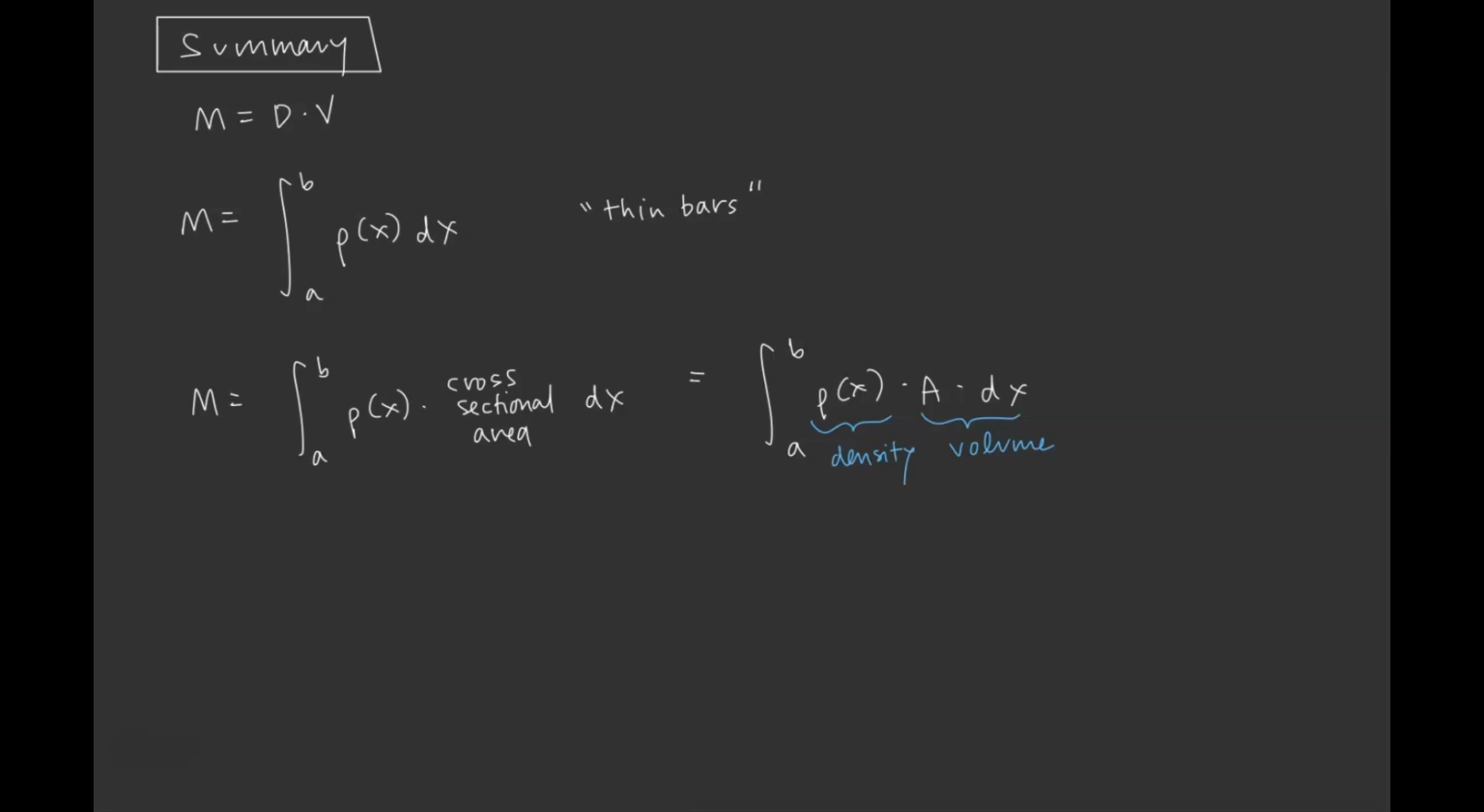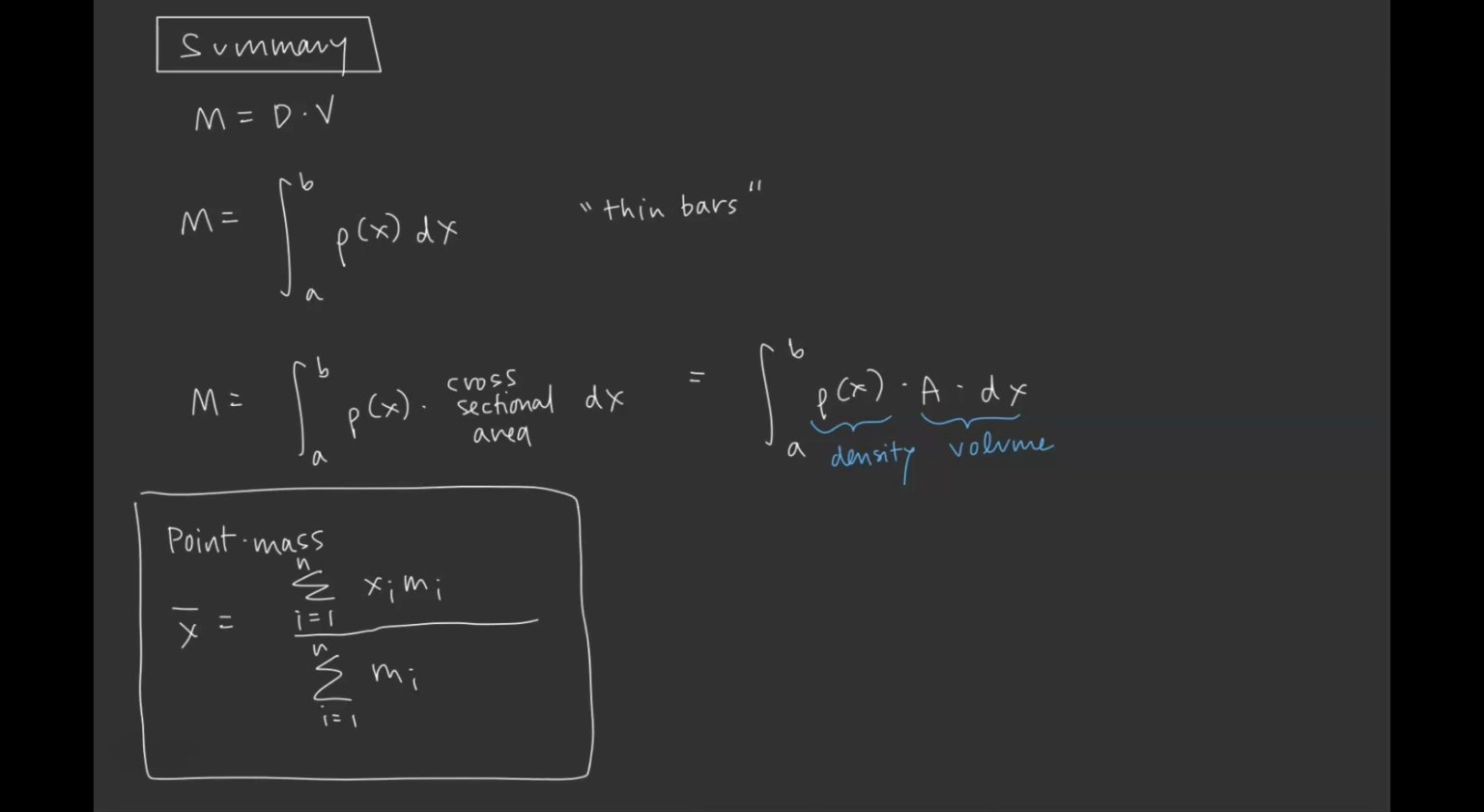The other thing we looked at pretty extensively was center of mass. For point masses, like books on a bookshelf, x bar was equal to the sum of all those moments, as they're called, the position times the mass, divided by the total mass. So add up all the masses. This was a discrete distribution of things.